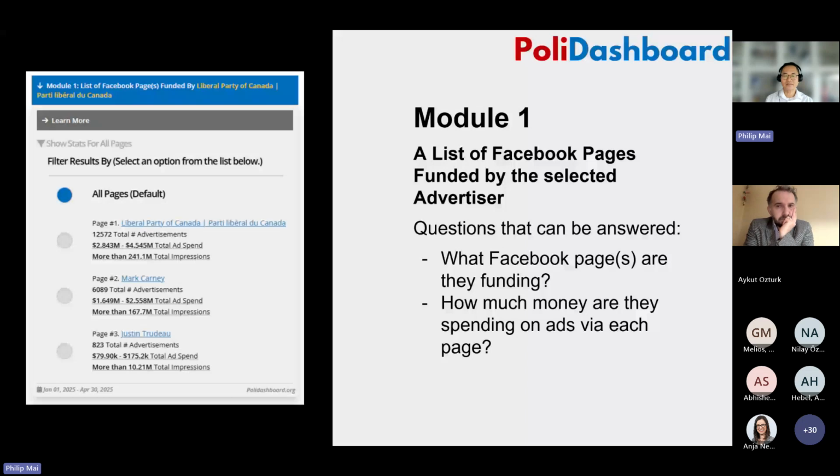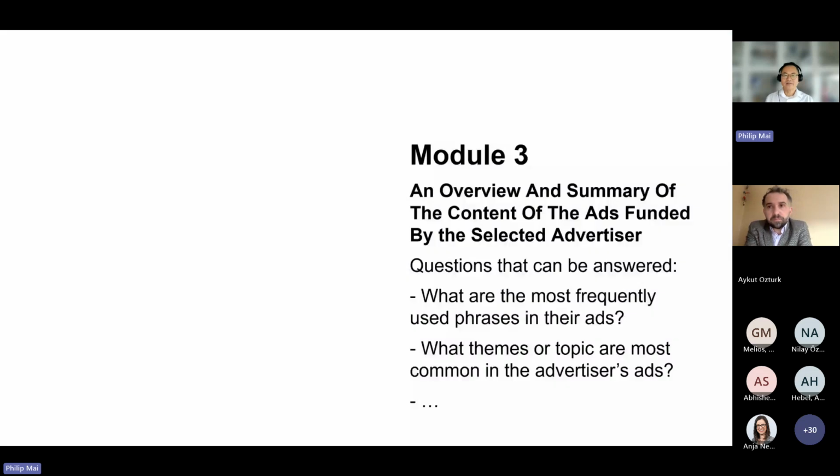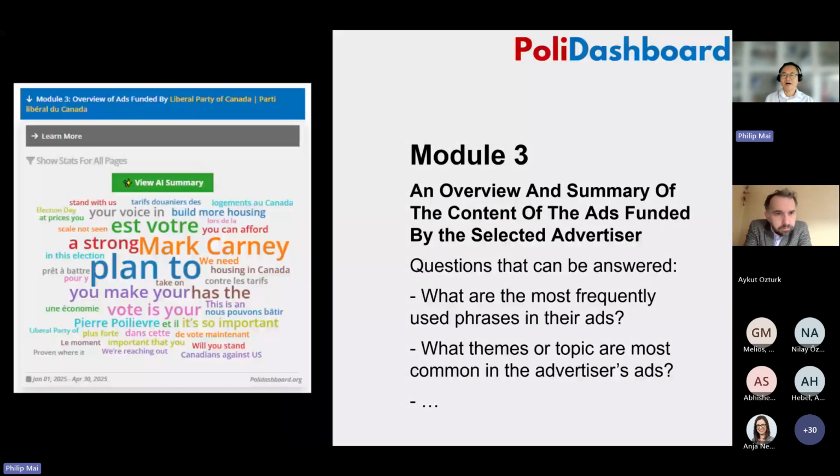So this way, you can see this plainly, and then click on to see what kind of ads they're running on those pages. And then next, you get a simple timeline that shows you when they're most active, when did they start running a lot of ads. And then next, you're going to get a module that gives you an overview of the content of the ads.